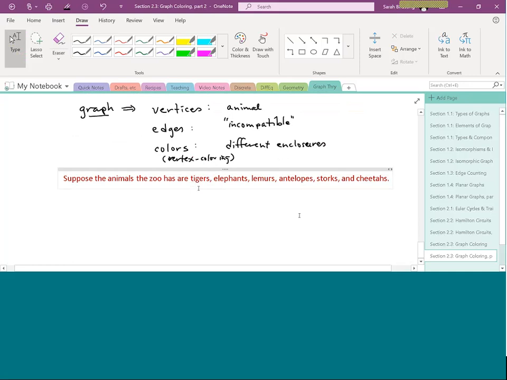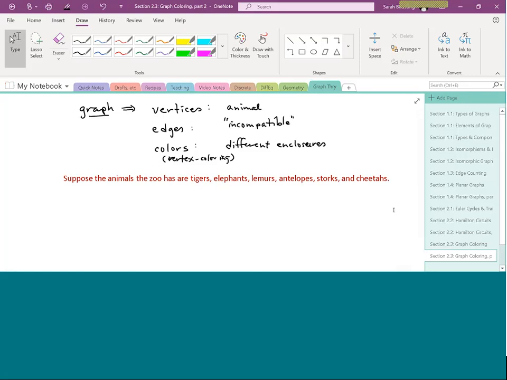So suppose they had tigers, elephants, lemurs, antelopes, storks, cheetahs. I just came up with some random animals there. If you guys want, we can put in some extra ones. Do you want me to add extra ones, or are you happy with these animals? All right, so I won't adjust this.